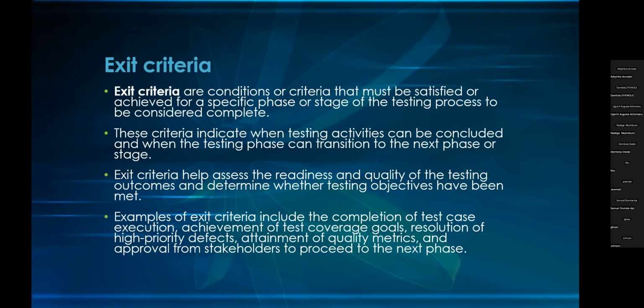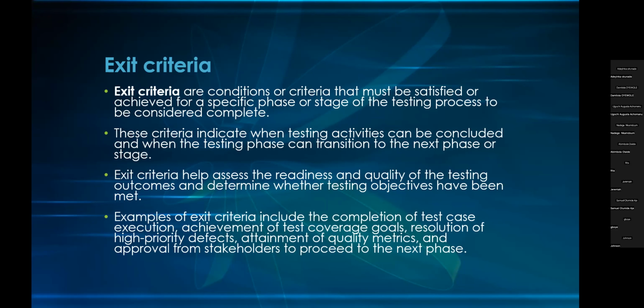This criteria includes when testing activities can be concluded and when the testing phase can transition to the next phase or stage. It also helps to assess the readiness and the quality of the testing outcome, and then determine whether testing objectives have been met. So exit criteria include the completion of test case execution. Like as I said, when you move your test case from the developer's done column, and then you move it to your QA, you write your test case and get it executed, and then you put it on the done column. Yeah, that could be your exit.